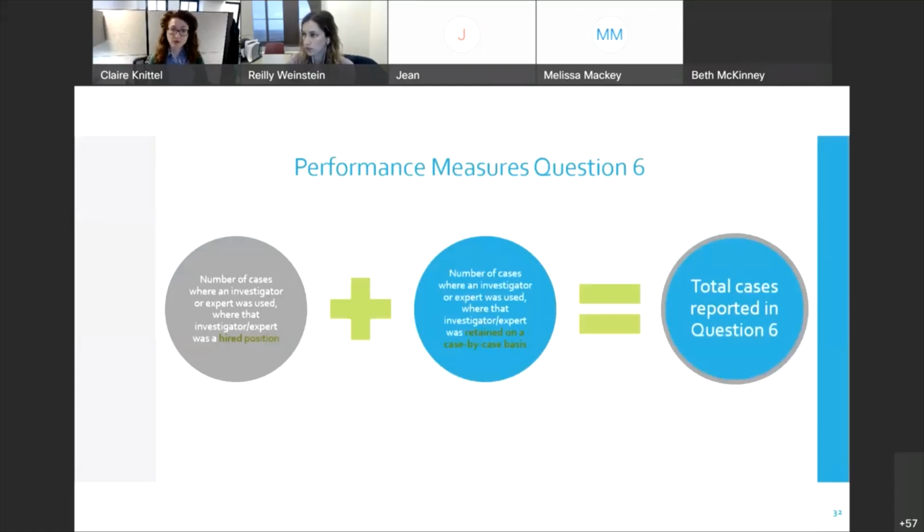So to break it down a little bit more, question 6 asks for the number of cases where an investigator or expert was used, where that investigator and or expert was a hired position, in addition to the number of cases where an investigator or expert was used, where that investigator and or expert was retained on a case-by-case basis. All of those cases you're going to add together and report in question 6.